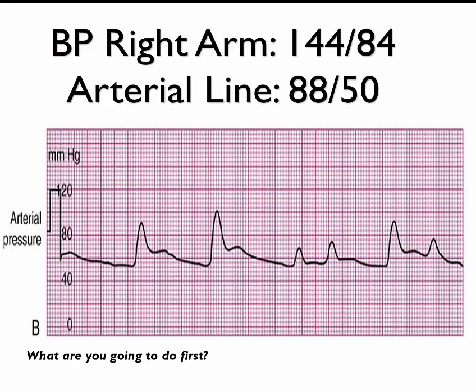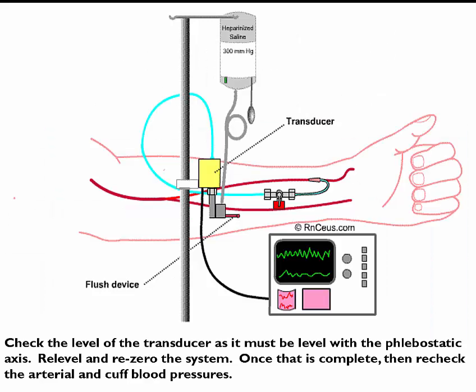Blood pressure in the right arm is 144/84, and the arterial line is 88/50. What are you going to do first? Check the level of the transducer as it must be level with the phlebostatic axis. Relevel and re-zero the system. Once that is complete, then recheck the arterial and cuff blood pressures.